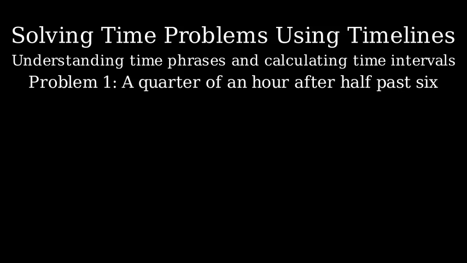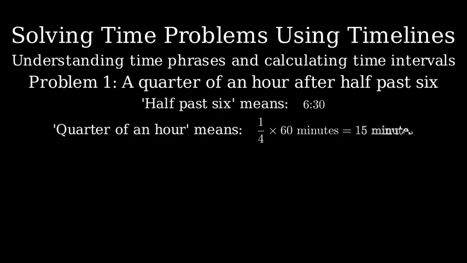Let's break down this language to understand what we're looking for. 6:30 means 6 hours and 30 minutes. And a quarter of an hour means 15 minutes, since a quarter is 1/4 and 1/4 of 60 minutes is 15 minutes. Now, let's create a timeline to help us solve this problem.